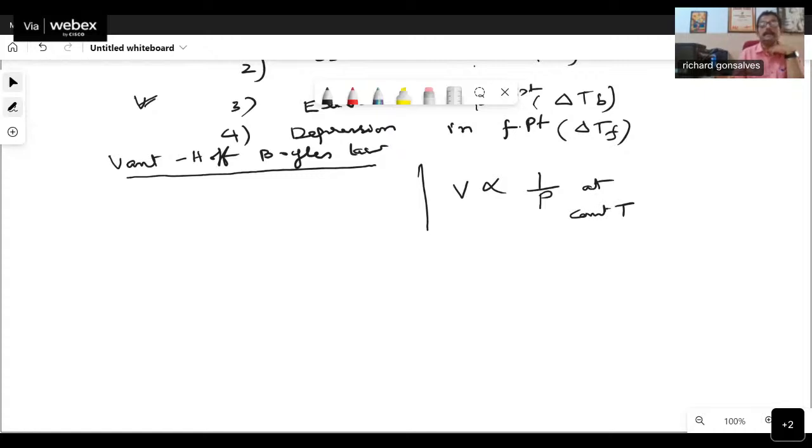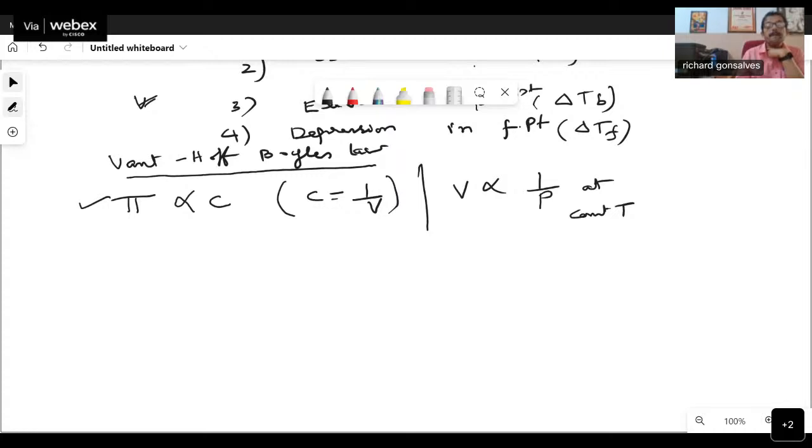Now this is applied to dilute solution, then it becomes Van 't Hoff's law. What it says is that for a dilute solution, osmotic pressure is directly proportional to molar concentration, because concentration is 1 by V. If 1 mole is present in V liters, concentration is given as 1 by V. Therefore, osmotic pressure is directly proportional to concentration of the solution. This is called Van 't Hoff's law.